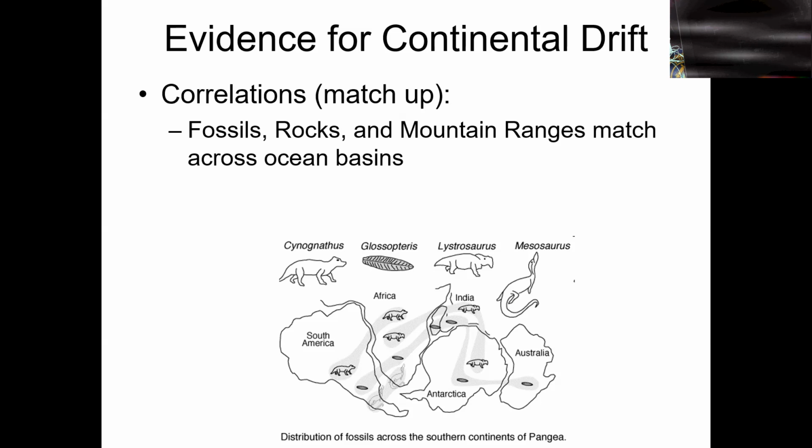Because nowadays, if a volcano erupted on Africa, it's never making it to South America. But if they were squished together like this, 100% that volcano could leak over there. So the volcano erupted when they were touching, and they've since moved apart. That's the only explanation. The other one is these rocks, mountain ranges matching up.